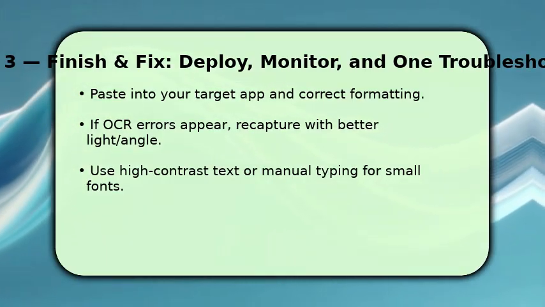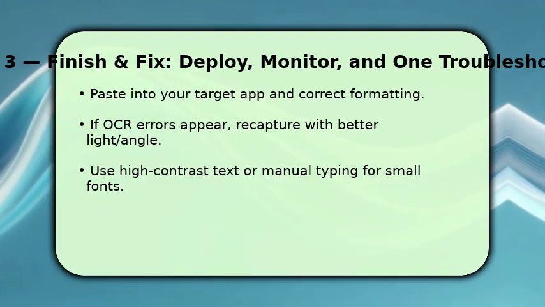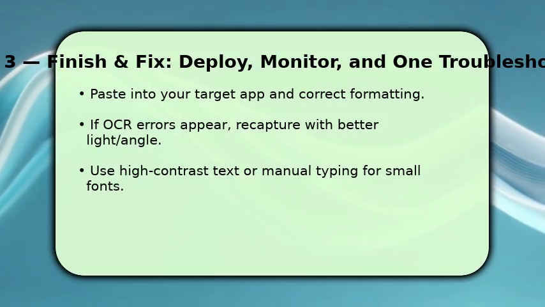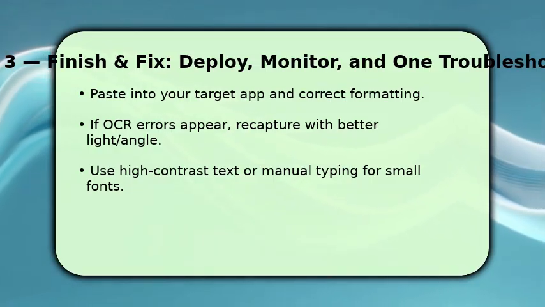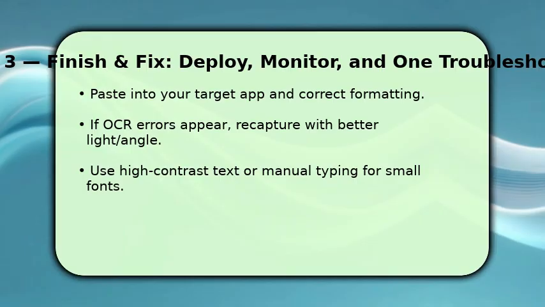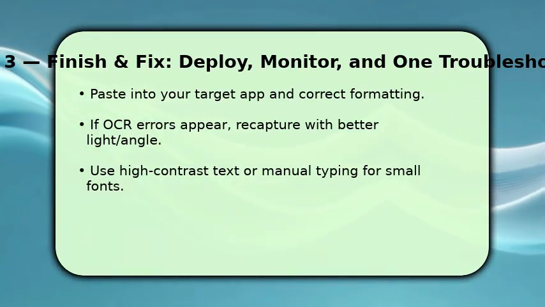If the OCR misread characters, recapture with stronger light, a flatter angle, or higher resolution, because quality of capture equals quality of text. If problems persist, increase contrast or zoom closer, or type small segments manually.